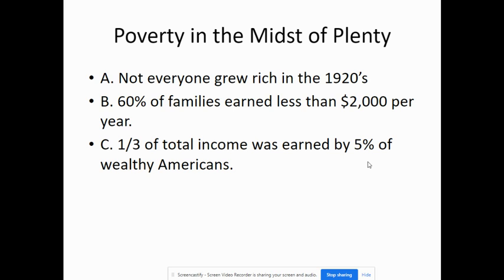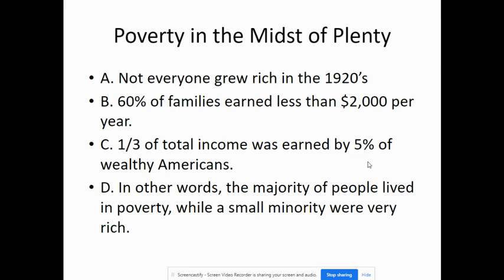One third of the total income is going to be earned by 5% of wealthy Americans. So if you think about that, one third of total income in the United States is earned by the top 5% of Americans. That is called income inequality. In other words, the majority of people lived in poverty while a small minority are very, very rich.